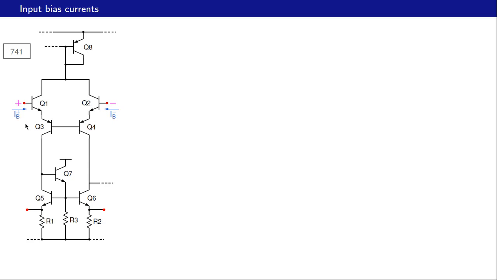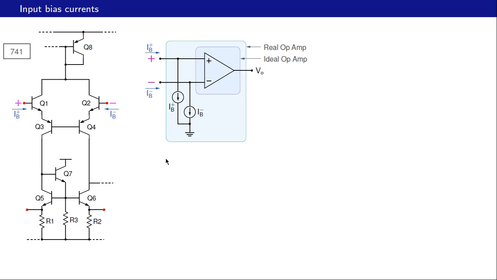But they become relevant in some applications, and let us now see how to represent the effect of these bias currents with a model. So here is the model that we can use to represent the input bias currents. This is the overall real op amp which has non-zero input bias currents. This rectangle here is the ideal op amp which has no bias currents, and the bias currents are external to this ideal op amp, and they are represented by these current sources.